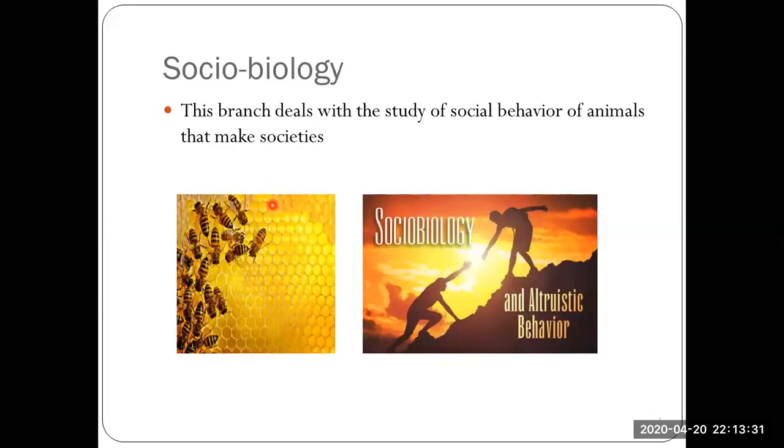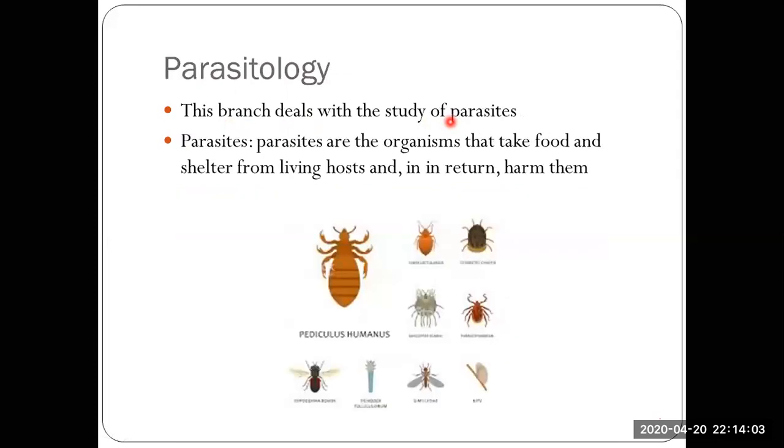Next comes sociobiology. This branch of biology deals with the study of social behavior of animals, and those animals are making up societies. Examples are honeybees. They are making a honeycomb in which they are living together. What is their social circle? The social circle of honeybees is queen, male drones and worker bees. Likewise, humans live in a social circle. So the branch of biology in which we study social behavior of animals including humans is called sociobiology.